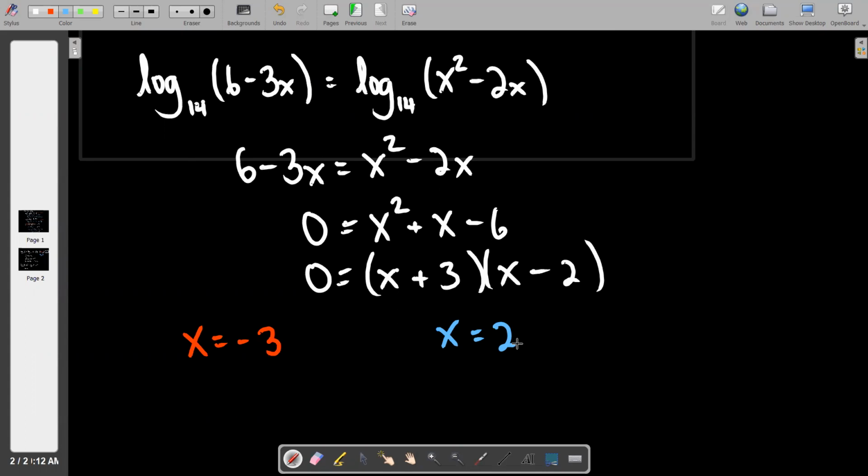So to test them, let's follow the red circles first. We're going to put -3 right there first. What's that going to equal? Yeah, 6 plus 9. Is everybody okay with that? Just some basics. So that's log base 14 of 15.